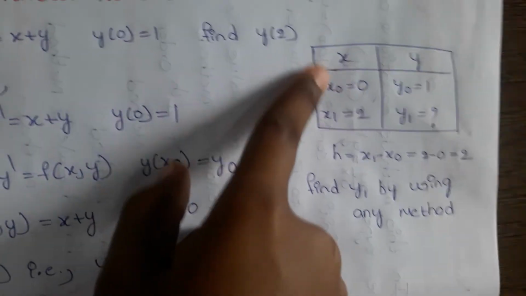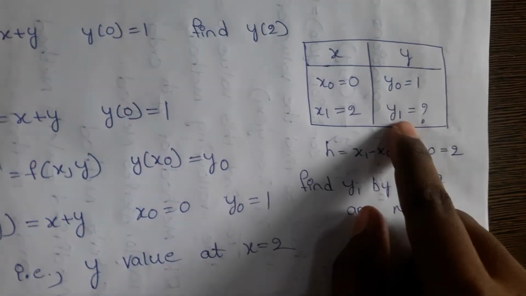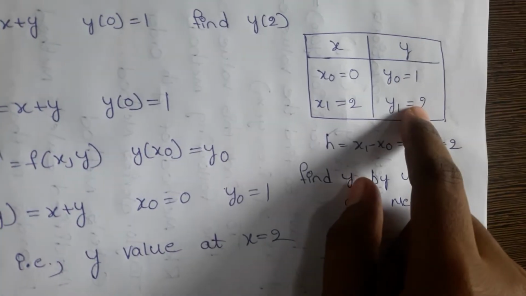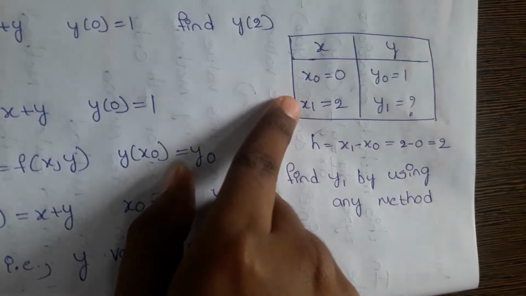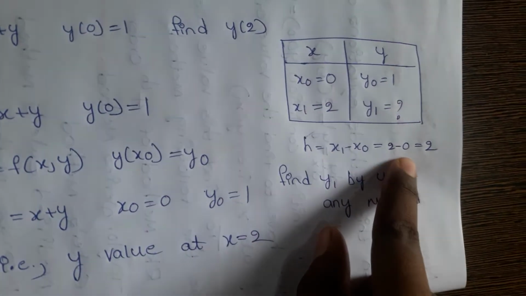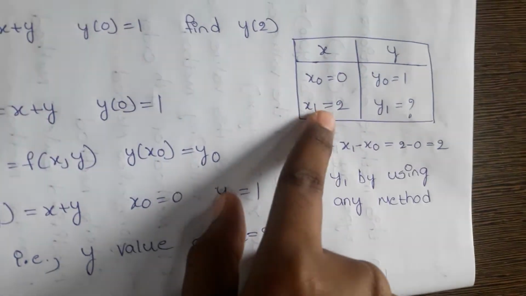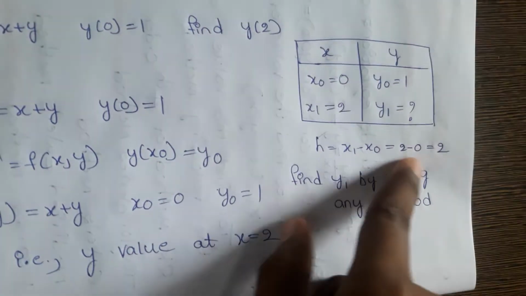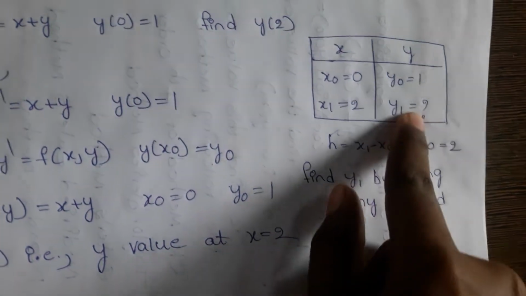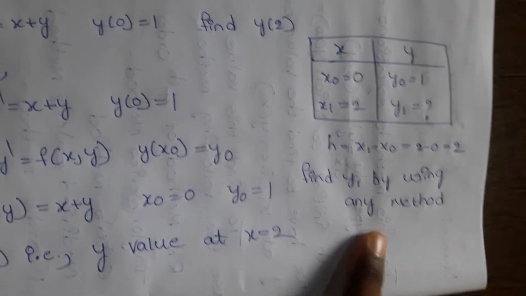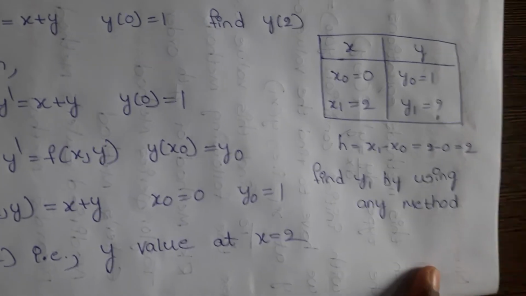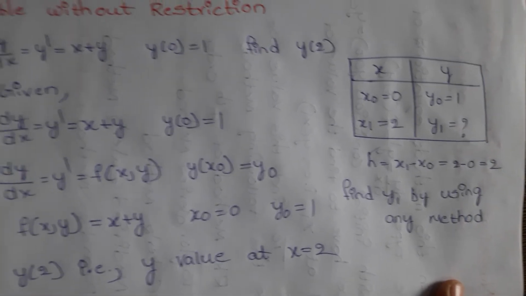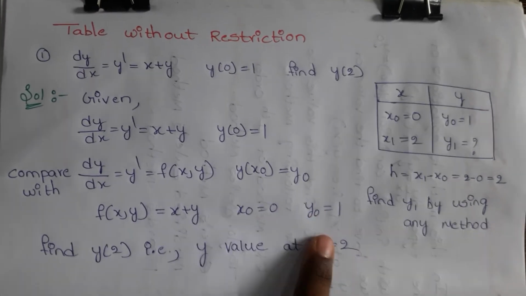Why do we need to find the step size? To find this y1 in the formula, we will need this h value. To find that h, x1 minus x0 is 2 minus 0, which is 2. So we have to find the y1 value by using any one of the methods: RK method, Euler's method, Picard's method, like that any one of the methods we need to use. So this is table without restriction.